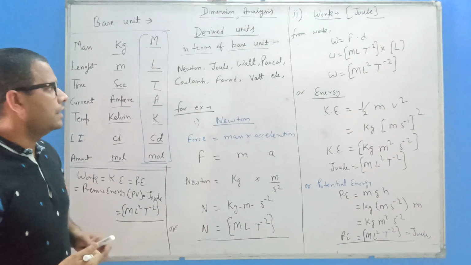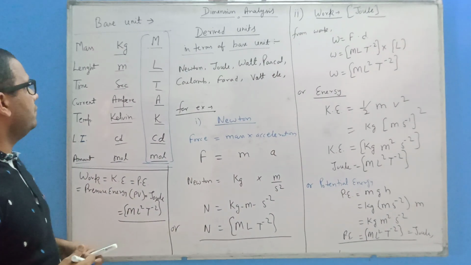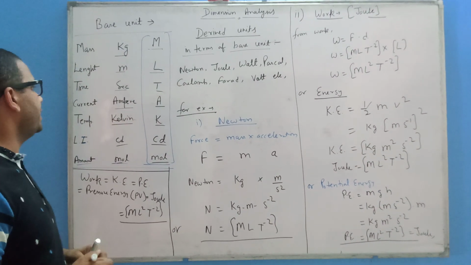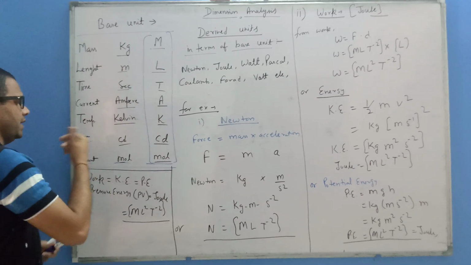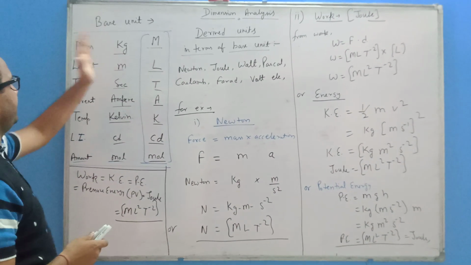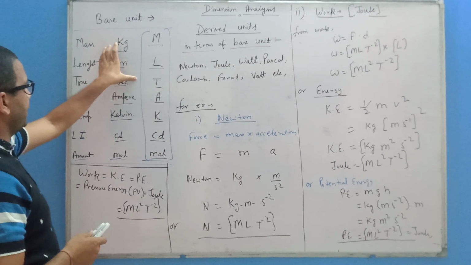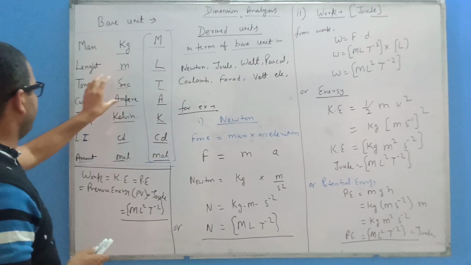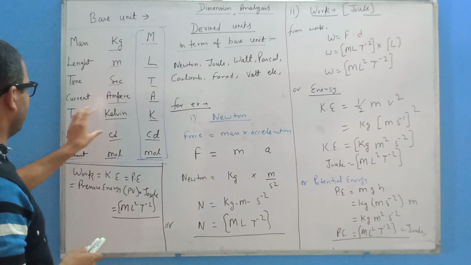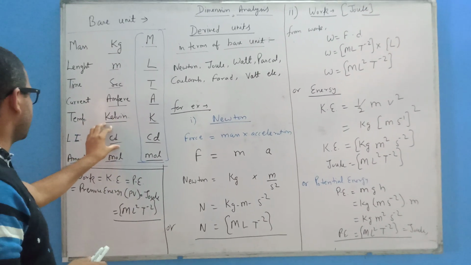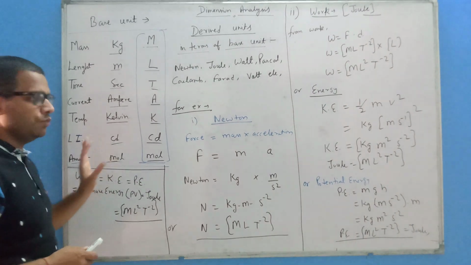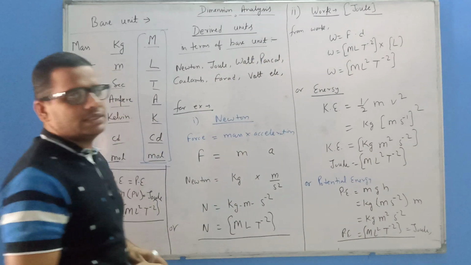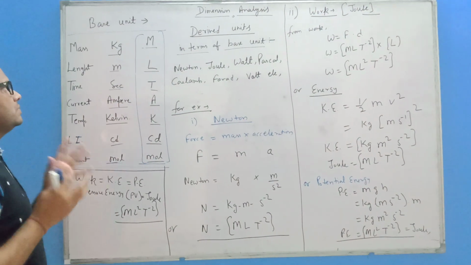Students, in our previous video, we studied the physical quantities, the fundamental quantities. We have 7 fundamental quantities, and corresponding to them we have 7 fundamental units. For mass it is kg, length meter, time second, current ampere, temperature Kelvin, luminous intensity candela, amount of substance mole.